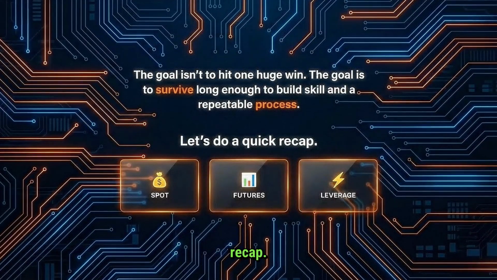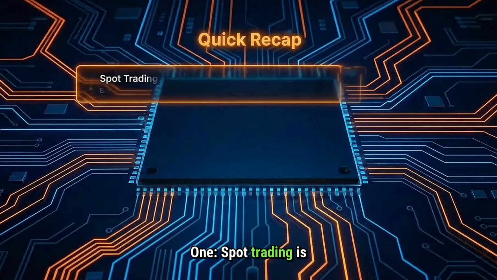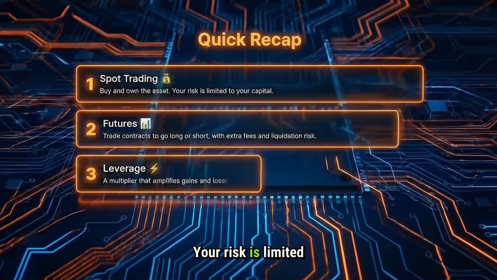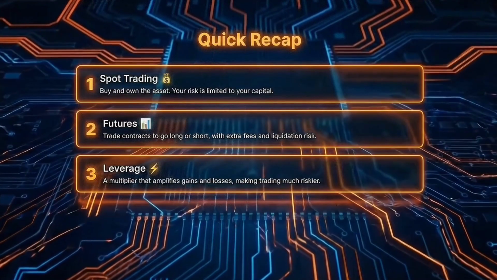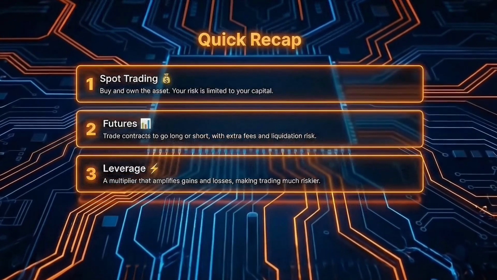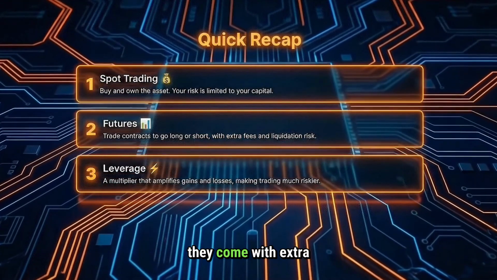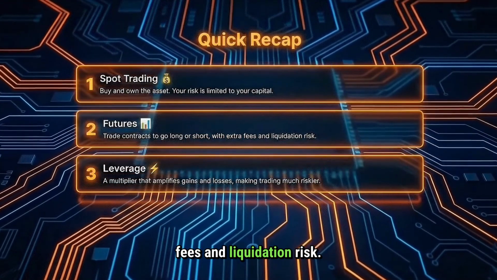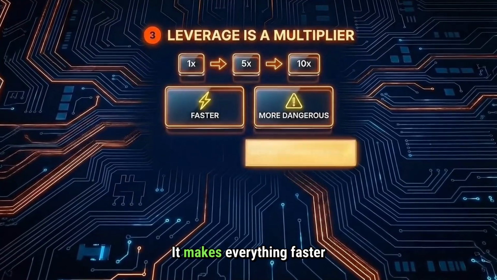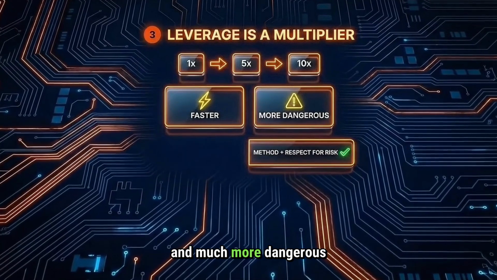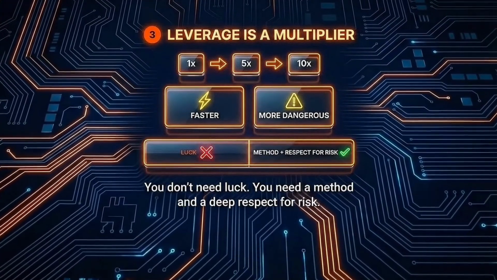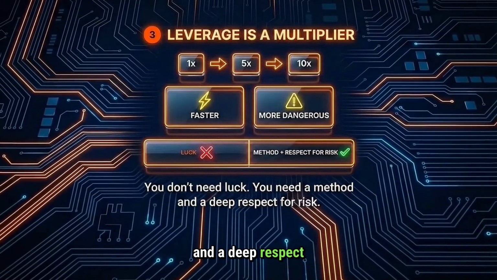Let's do a quick recap. 1. Spot trading is when you buy and own the asset. Your risk is limited to your capital. 2. Futures are contracts that let you go long or short, but they come with extra fees and liquidation risk. And 3. Leverage is a multiplier. It makes everything faster and much more dangerous if you aren't disciplined. You don't need luck in trading. You need a method and a deep respect for risk.